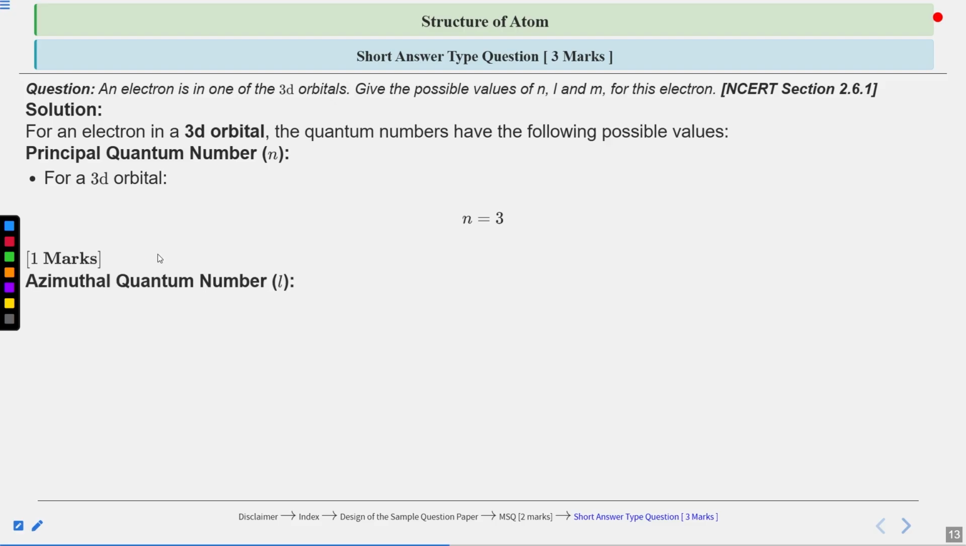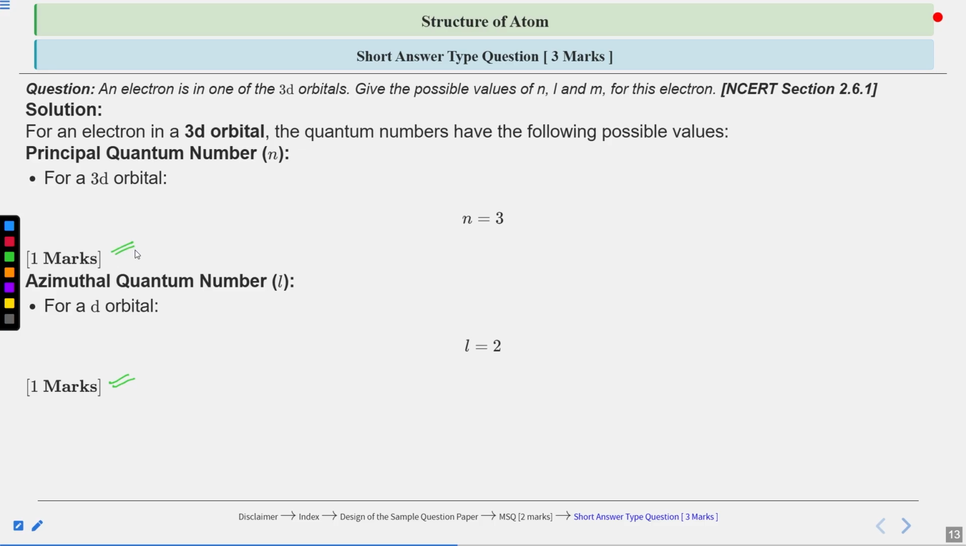Second is the azimuthal quantum number, which is the value of l. Now since it is 3d, it is a d orbital. What will be the value of l? It will be 2. You remember it, right? So for l equals 0, the orbital is s. For l equals 1, the orbital is p. For l equals 2, the orbital is d. If you write this, you will again get 1 more mark. So 2 marks are already from these 2 quantum numbers.